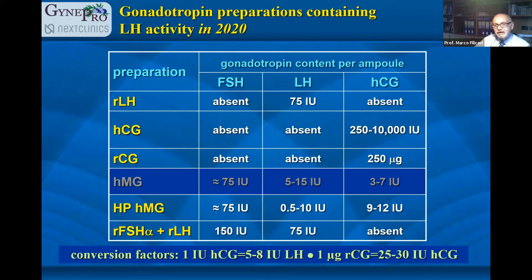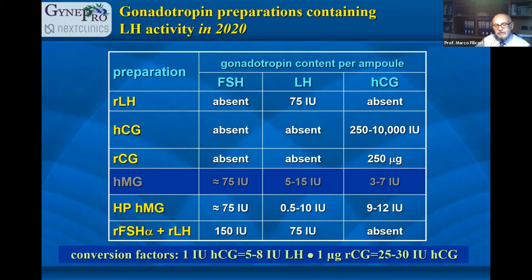HMG, I think, is not available any longer in most countries, and it's been replaced by highly purified HMG that contains all of the hormones: it contains FSH, a bit of LH, but mostly contains HCG. That's a big difference between highly purified HMG and HMG. Because in HMG you had far more LH and less HCG, while in highly purified HMG, most of the LH activity is provided by HCG. Each ampoule of 75 units of FSH contains 9 to 12 units of HCG.